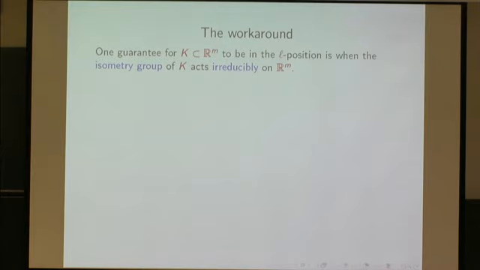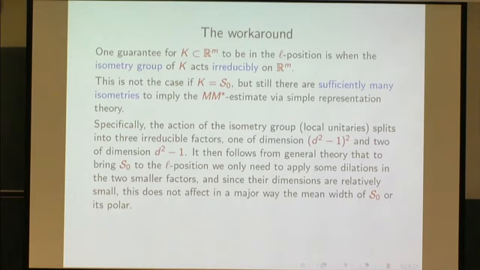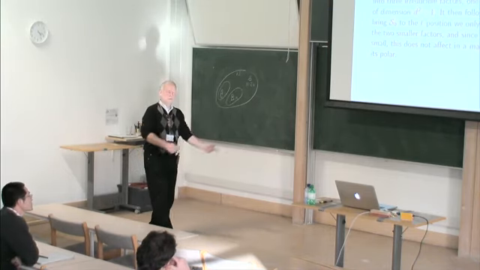I said that it's a certain way of being isotropic or balanced. So in particular, if the isometric group of K acts irreducibly on the entire space, then this set is in that L position. In our case, this is not true, but it's almost true, because if we take the isometric group, which is local unitaries, then the space splits into 3 irreducible factors, and one of them is huge, of dimension d square squared, and the others correspond to trace 0 tensor trace 0, and trace 0 tensor identity, and identity tensor trace 0, vaguely.